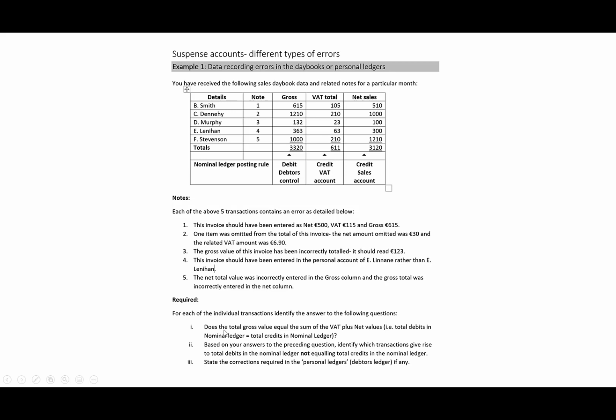So again, it's like the last one. Does the total gross value equal the sum of the VAT plus net? Yes, it does. Okay, so that means that total debits match total credits. And does that give rise to a situation where total debits in the nominal ledger don't equal total credits in the nominal ledger? No. Again, once the debit value matches the sum of the credit values, the nominal ledger will balance and the trial balance will balance.